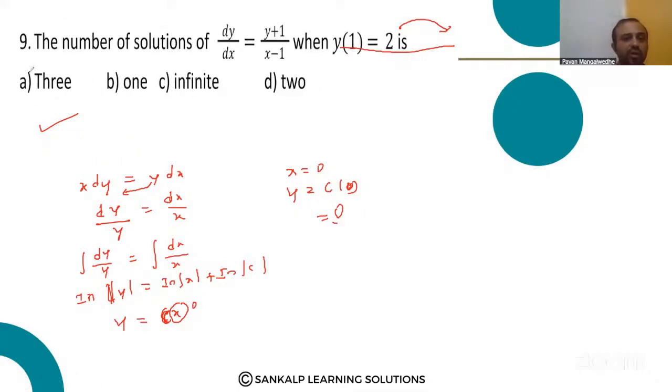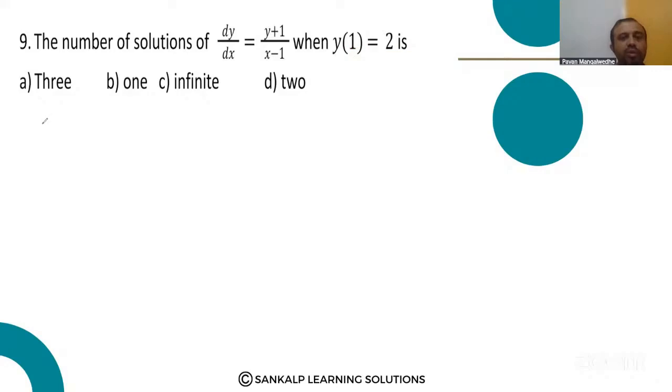Question number 9, moving on to the next question. The number of solutions of dy by dx equals y plus 1 upon x minus 1, when y of 1 is 2. What is the answer for that? Option A is 3, option B is 1, option C is infinite, and option D is 2. How many solutions are there? The given condition is y of 1 is equal to 2.